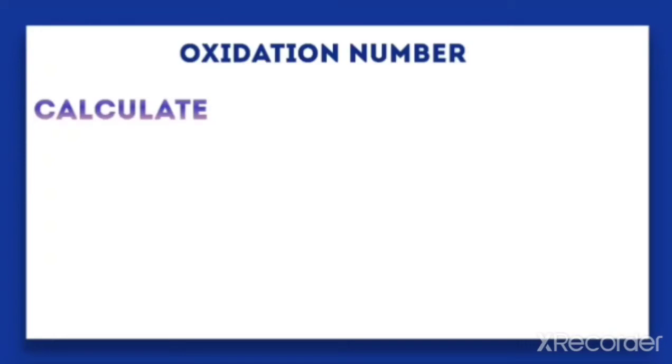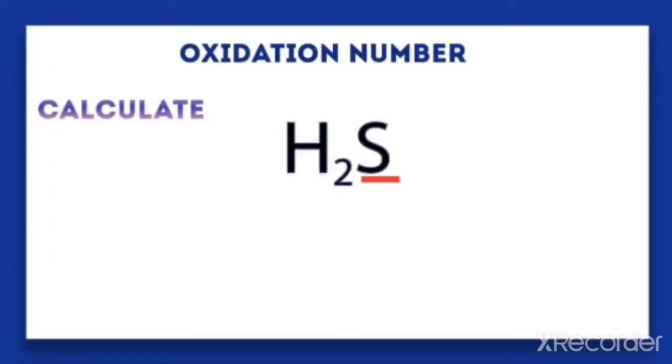First of all, let us do it for H2S. We need to find out the oxidation number of the underlined element in the molecule H2S. So here we need to find out the oxidation number of sulfur. Now what is the method which we need to follow in order to find out the oxidation number that we are discussing with this example?